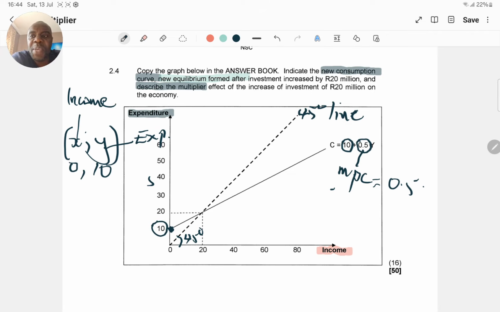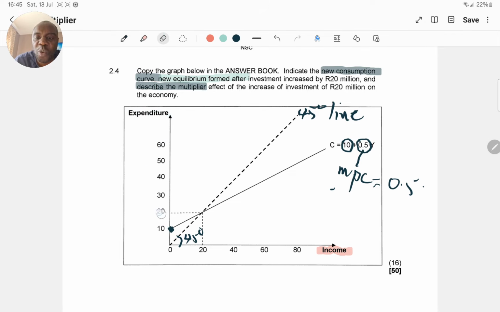Bear in mind that MPC also refers to the Monetary Policy Committee. So if the examiner asks you what MPC stands for, try to understand the contextual factors under which the MPC has been asked. If you are dealing with the Monetary Policy Statement and the South African Reserve Bank, then MPC would stand for the Monetary Policy Committee. But in this case, it refers to the marginal propensity to consume. Let's move on.